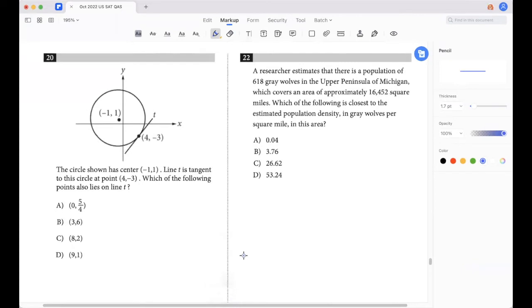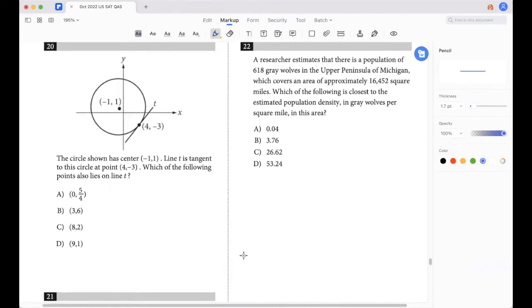The circle shown has center -1, 1. Line T is tangent to this circle at point 4, -3. Which of the following points also lies on line T? Okay. So if you drop a perpendicular like this, then this line will have a slope. The radius basically will have a slope of -3, -1, -4. So it will have a slope of -4 by 5. So line T, which is perpendicular to the radius, will have a slope of 5 by 4, negative reciprocal of that.